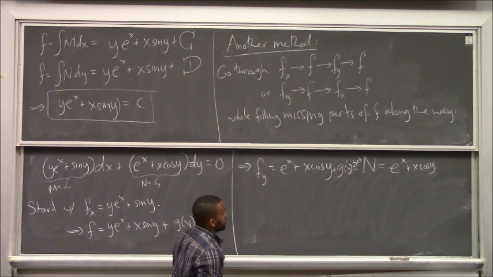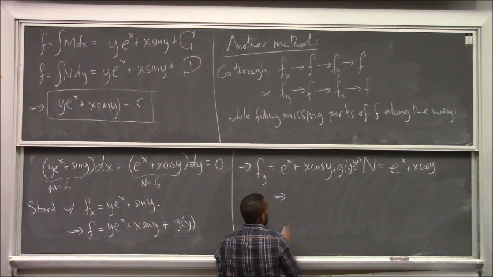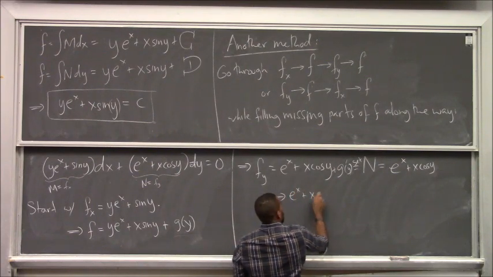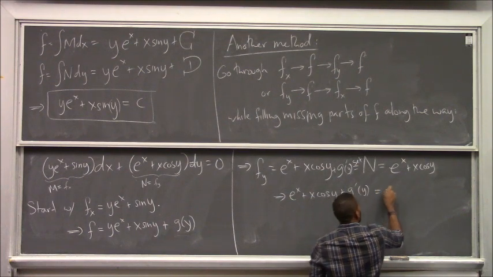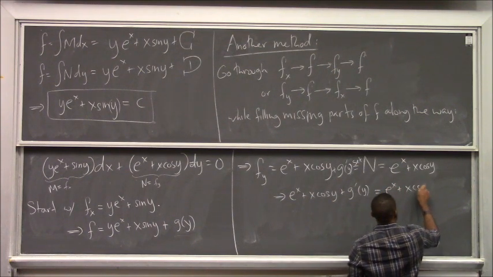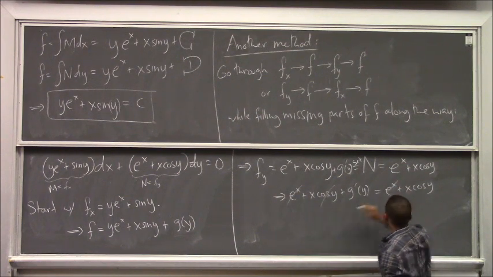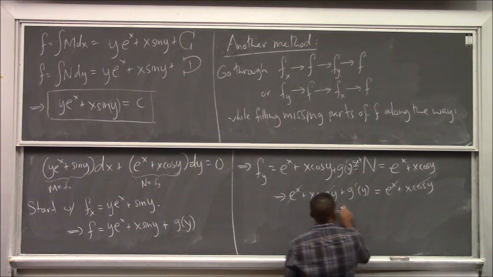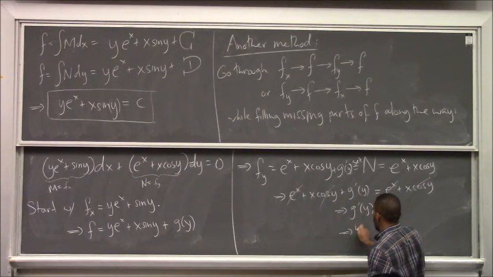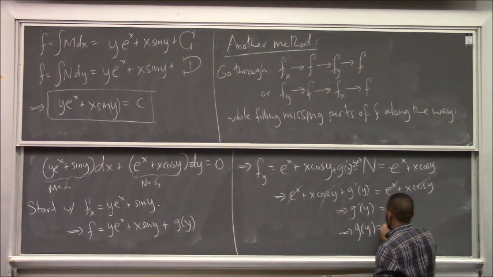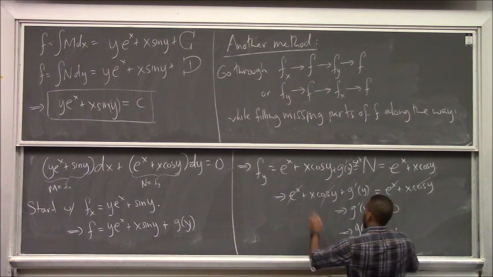So what you now do is realize that this gives you a new equation where you have e to the x plus x cosine y plus g prime of y equals e to the x plus x cosine y. You can subtract e to the x from both sides, and you end up with g prime of y is equal to 0. Well, that means g of y is just a constant. And so now you go back to the f and plug that in.